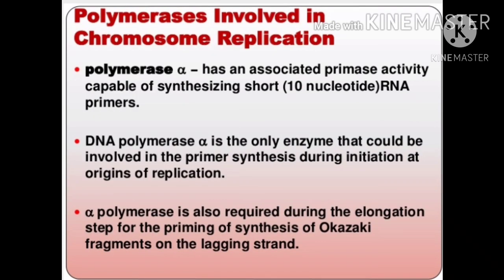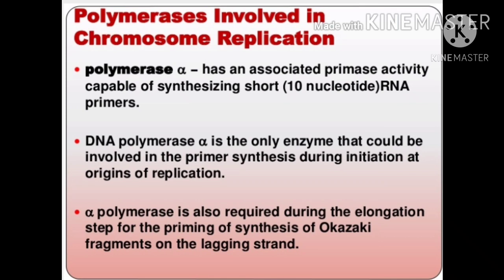In the case of eukaryotes, the DNA polymerases are of different types. The first one is DNA polymerase alpha. Okay, it has an associated primase activity capable of synthesizing a short RNA primer. You know that a short RNA primer means an RNA strand having about 10 nucleotide bases. Okay, then DNA polymerase alpha is the only enzyme that could be involved in primer synthesis during the initiation at the origin of replication. So they are mainly concerned with primer synthesis.